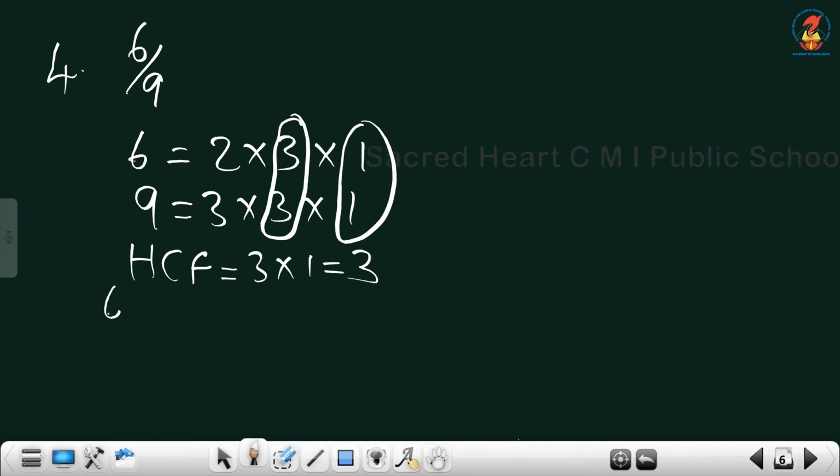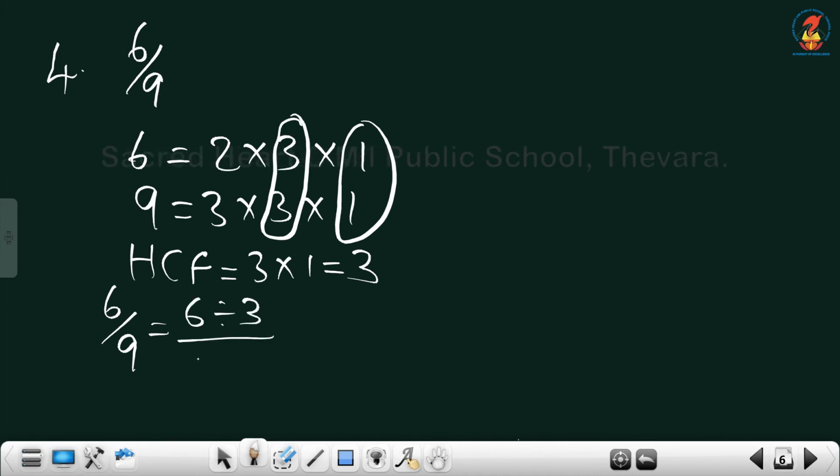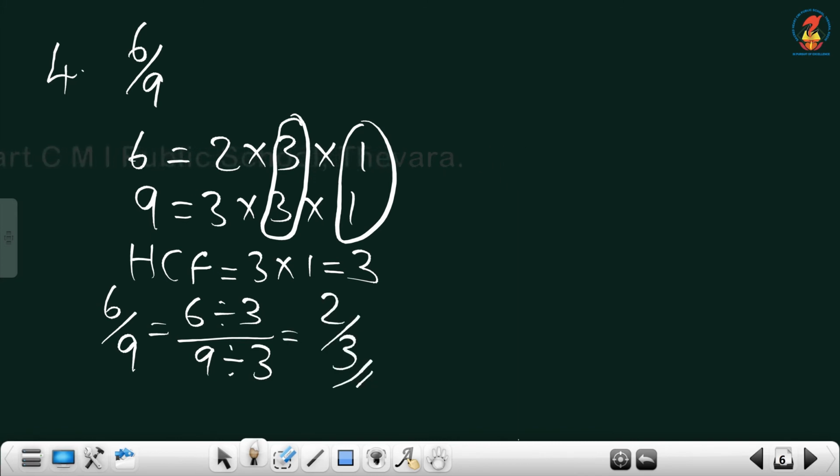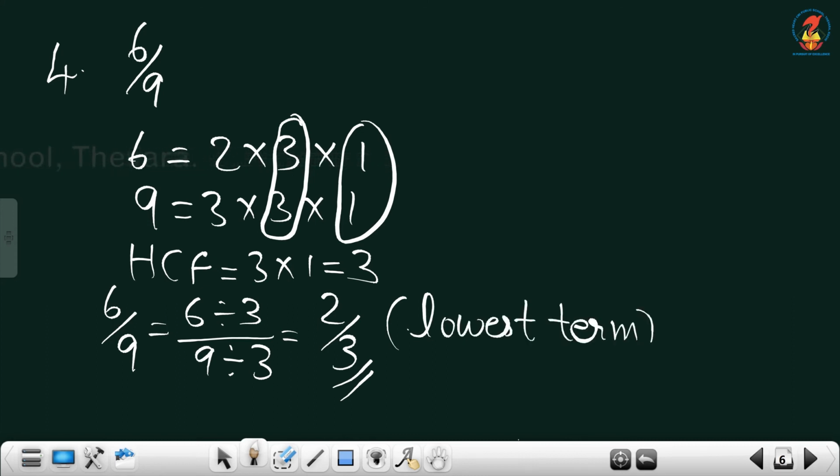So I need to divide 6 by 9 by which number? By 3. 6 by 3, and divide the denominator also by HCF. I will get what? 2 by 3. That is called what? Lowest term. Okay. 2 by 3.